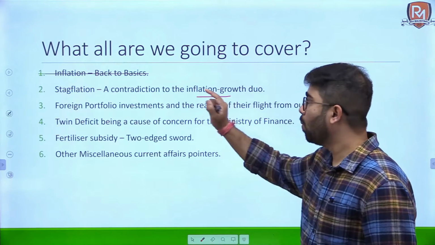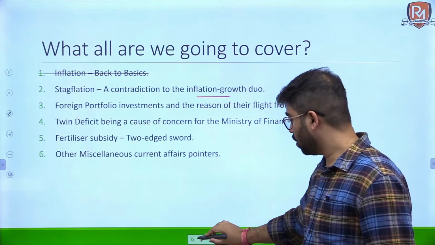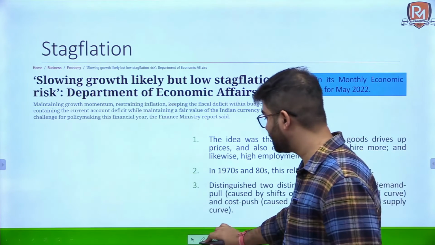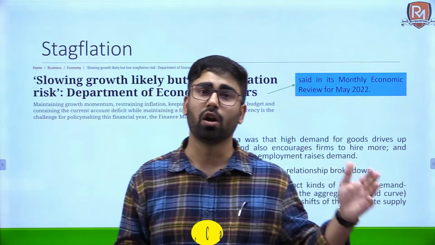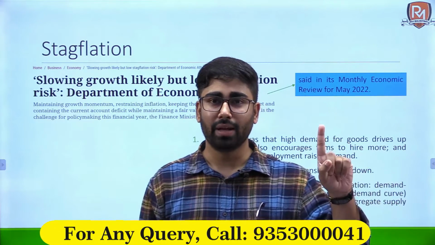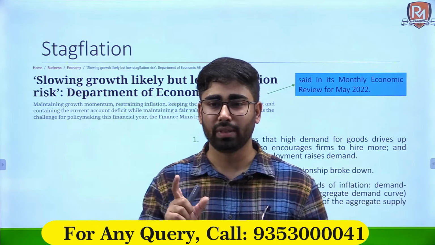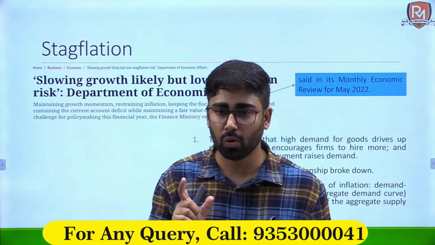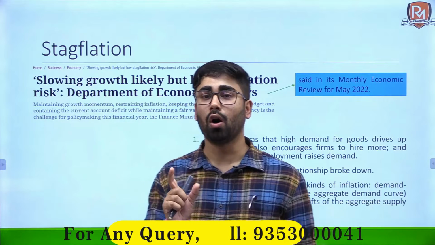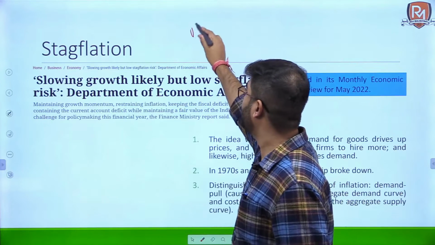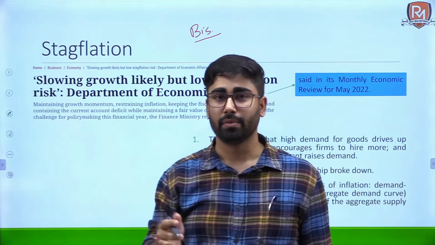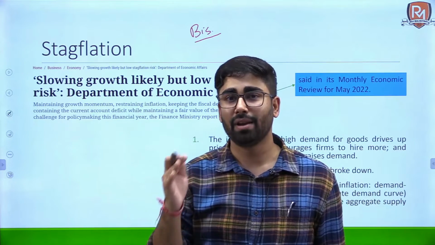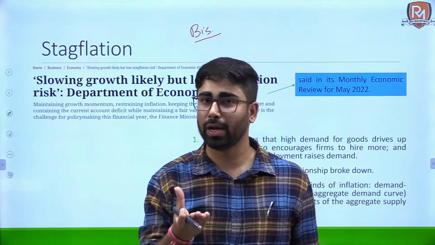Now let's see what stagflation is. Previously we have seen that inflation is related to economic growth. The one thing that I told you about with the help of the biscuit factory is that if the demand is increasing, there will be inflation and supply will have to increase, because of which there will be economic growth.